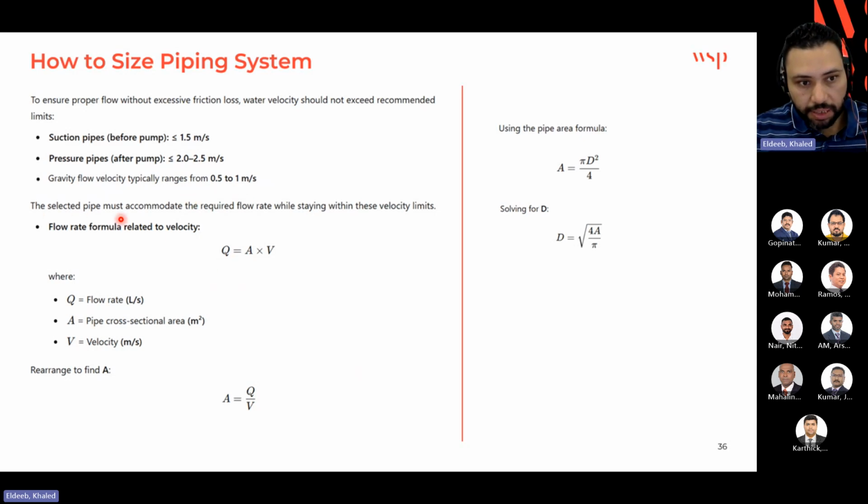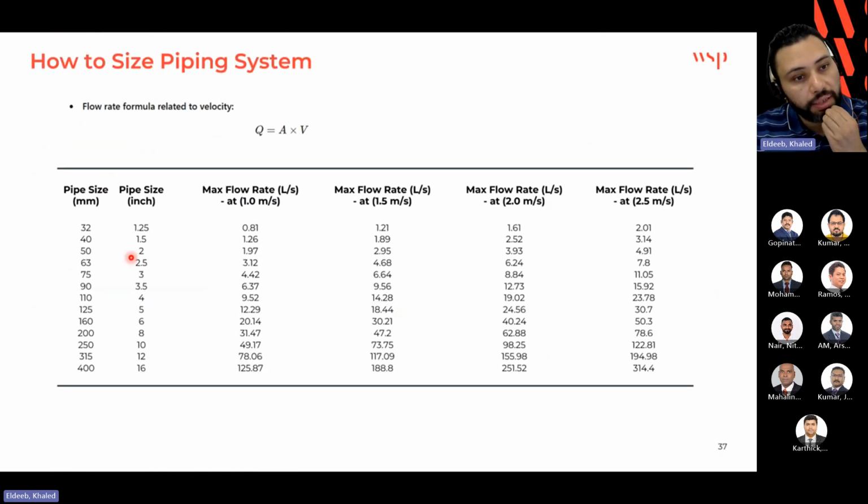So the selected pipe must accommodate the required flow rate while staying within this velocity limit. The velocity is the main criteria to calculate the diameter. So this is the equation, and from the area we can obtain the diameter like that. We can see here in the example. Before the example, these tables show maximum flow rates for each pipe diameter with 1 meter per second, 1.5 meter per second, 2 meter per second, 2.5 meter per second, and so on.